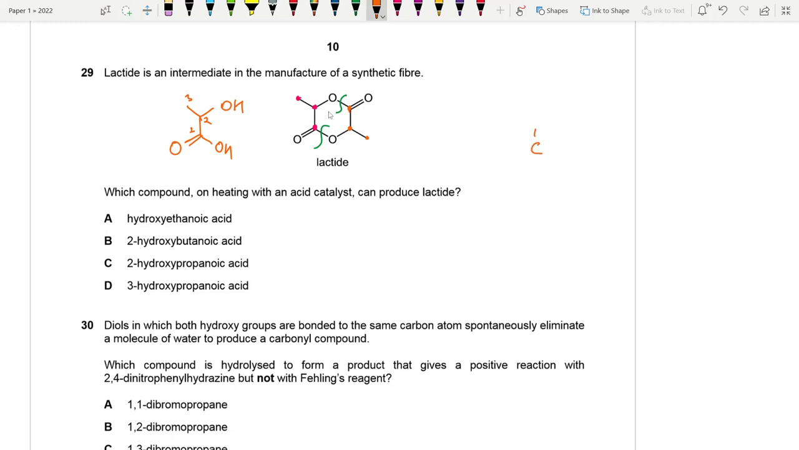So the compound is actually COOH, CH(CH3)OH. Carbon number 1, 2, 3. So this is actually a 3 carbon carboxylic acid. So it's propanoic acid, and the hydroxy group is attached to carbon number 2. So it's 2-hydroxypropanoic acid. So 29 should be C. Understood?